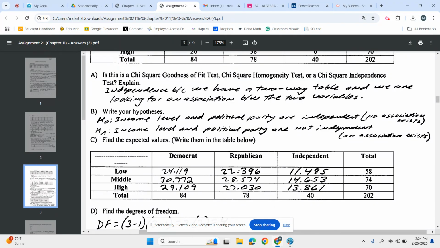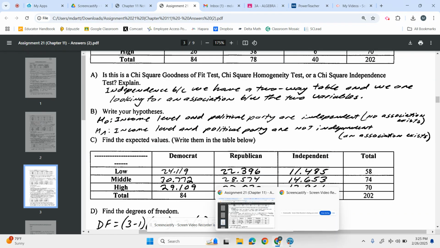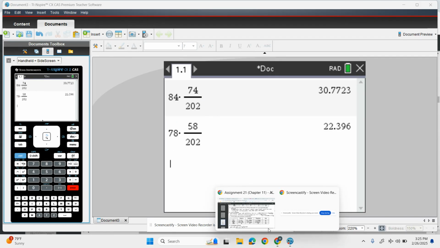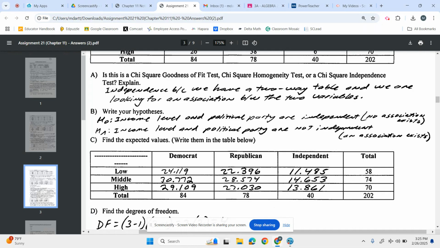Now, what if I want to do this 22.3? Well, this time I do 78 times 58 over 202. So I'm going to come back up here, hit enter, and change it to, instead of 74, I want it to be 58. And instead of 84, this time I want it to be 78. And notice I get 22.396, which is what I got right here, 22.396. And I would just repeat that process for the rest of them.